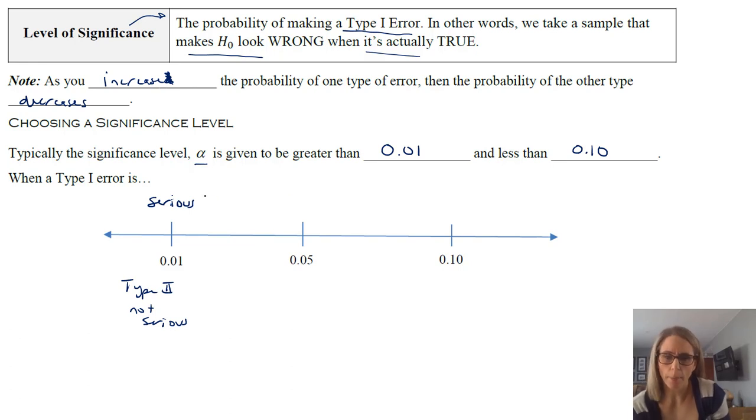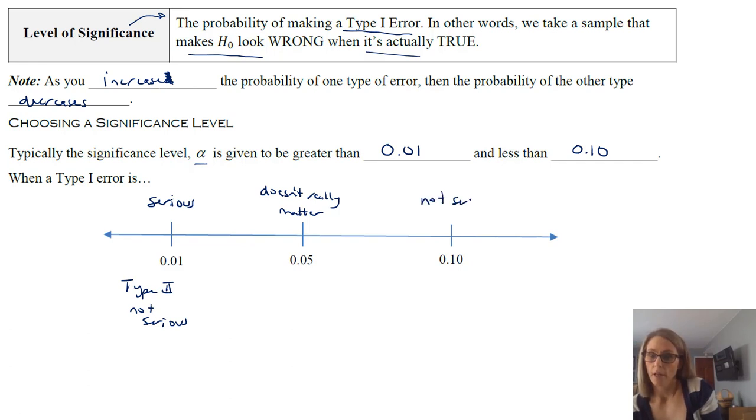These are the three most common, but this would be a case where it doesn't really matter. There are some hypothesis tests where it doesn't really matter if I make either error, like nobody's going to be seriously injured or something like that. So if you choose 0.05, you're saying either a type 1 or type 2 error is not a big deal. And then the last one here would be that the type 1 error is not so serious, but a type 2 error is serious, okay?